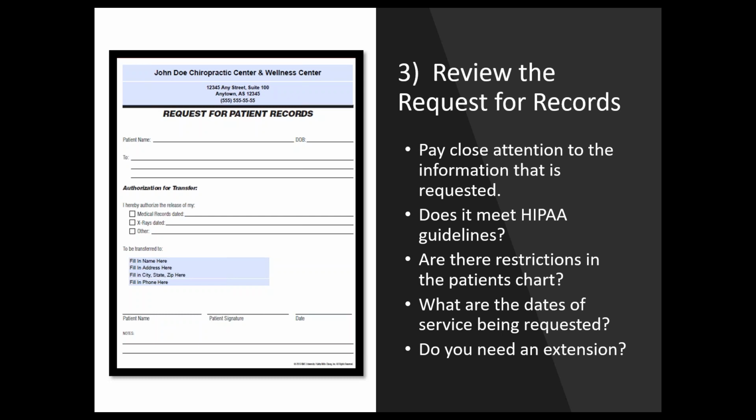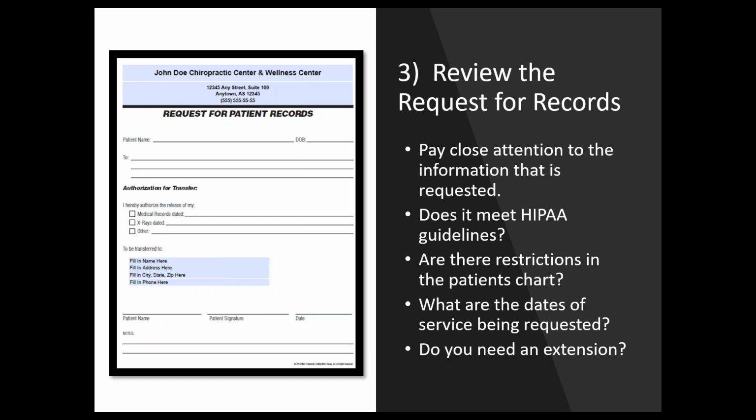The next thing is to really closely review the record request. Pay close attention to the information that's requested. Make sure it's reasonable. Does it meet HIPAA guidelines? It's part of TPO, or treatment, payment, healthcare operations, if it is a request regarding the patient's records and you've been given permission to bill. But when they go beyond certain things, it could violate outside of TPO, so you need to look really closely.